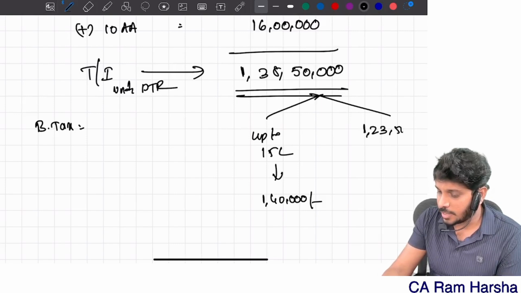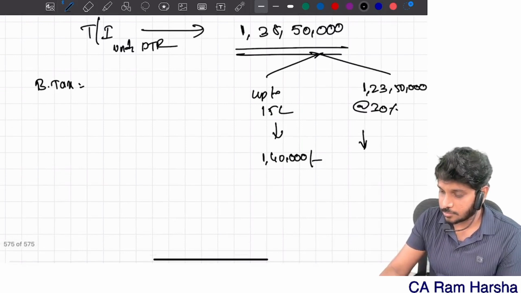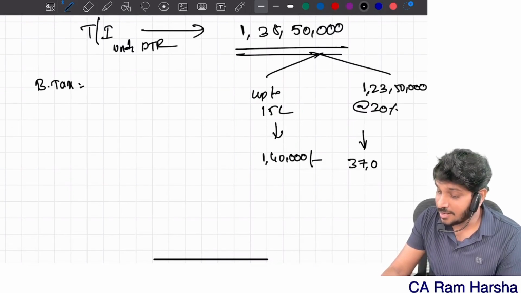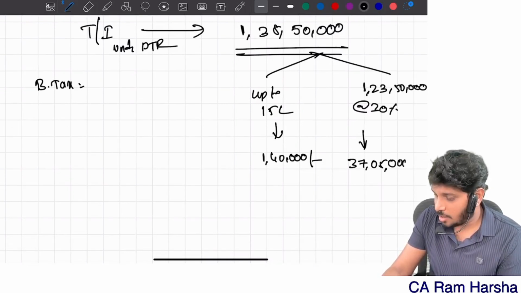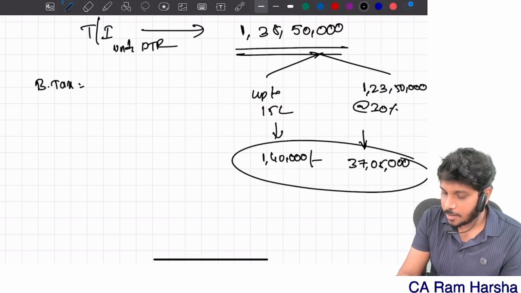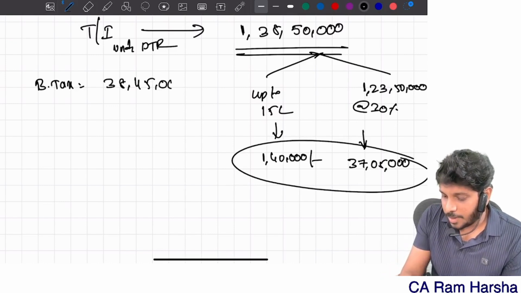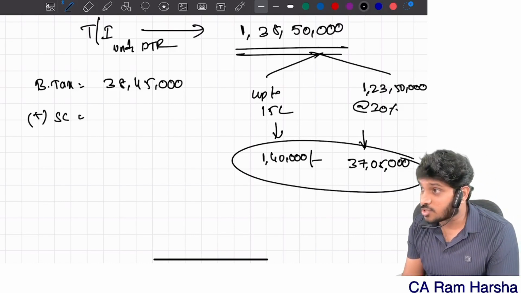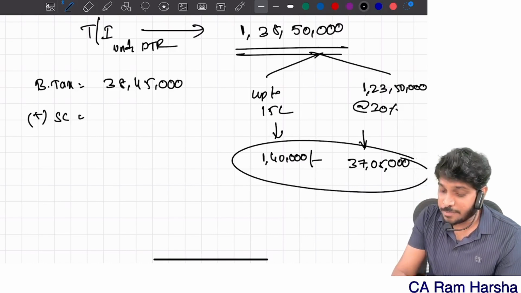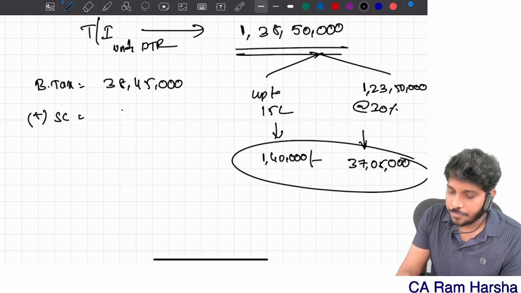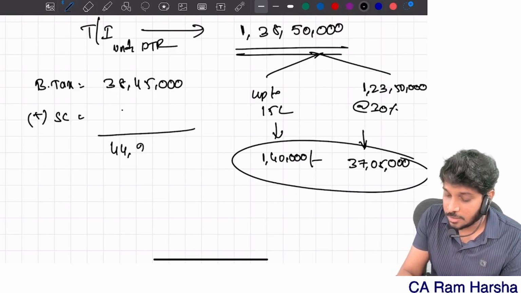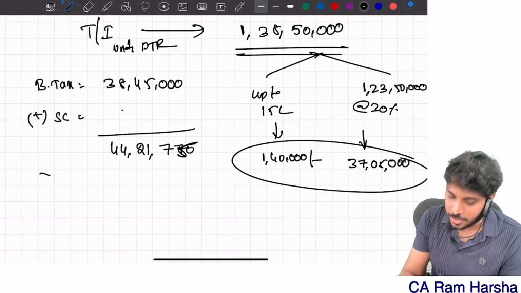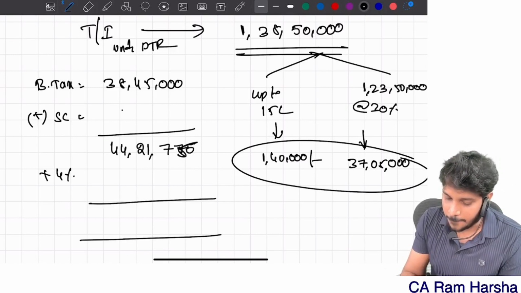1 crore 23 lakh 50,000, which is taxable at 30%. How much? 37 lakh 5,000. So basic tax totally, 38 lakh is coming. Plus surcharge 15% applicable, since total income crossed 1 crore. Up to 2 crore, 15%, how much? 44 lakh 21,750. Okay, fine. Plus 4%, add for the final figure.